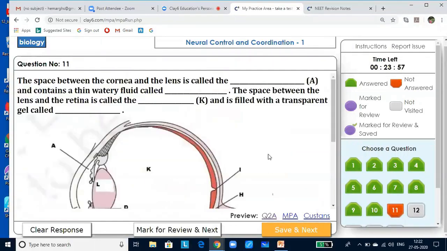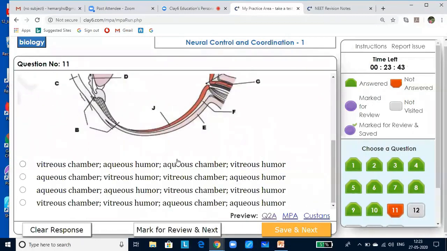The space between the cornea and the lens is called the aqueous chamber and contains a thin watery fluid called aqueous humor. The space between the lens and retina is called the vitreous chamber and it is filled with a transparent gel called vitreous humor. So aqueous chamber, aqueous humor, vitreous chamber, vitreous humor.